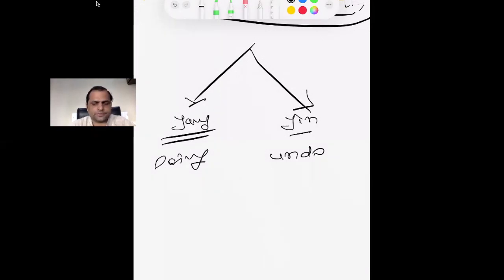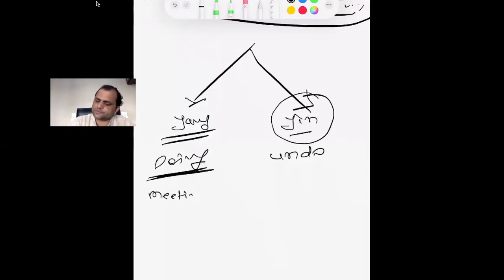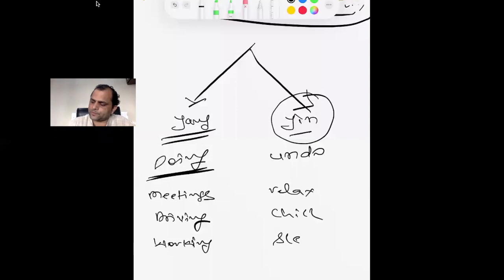Doing, and everything undo. Like you are working during the day, from morning to night, you go to the office, you drive a vehicle, you take meetings, and you do multiple tasks. That is yang. And in the night time, when you go and relax, sleeping, that is yin. So yang means doing something, like doing meetings, driving a car, working in the office. These are all yang. And yin means just relax, chill, sleep, doing everything undo.